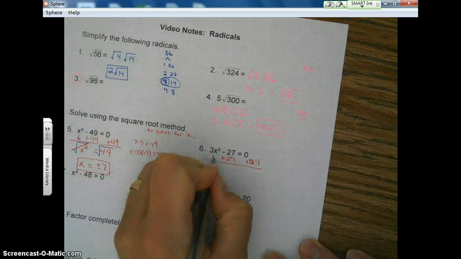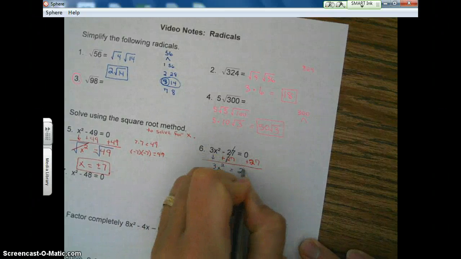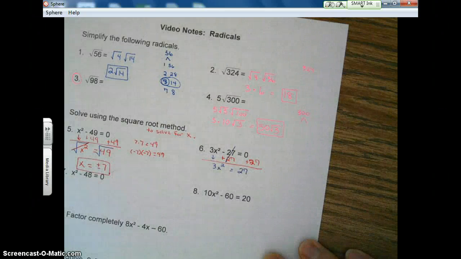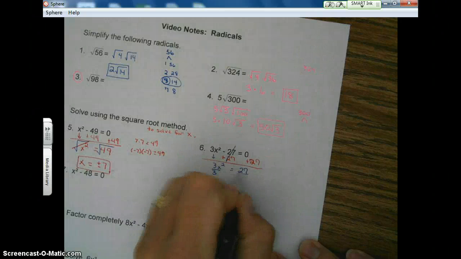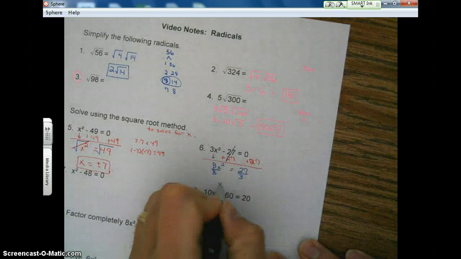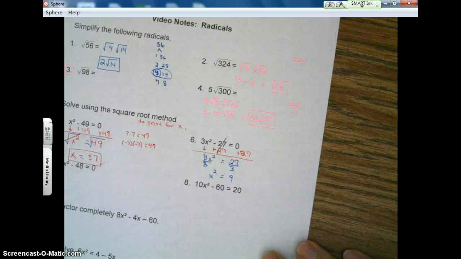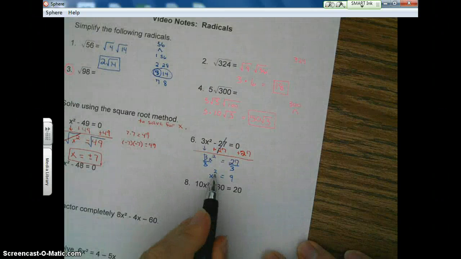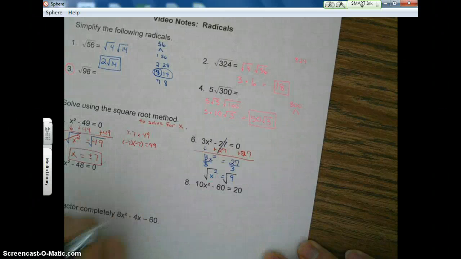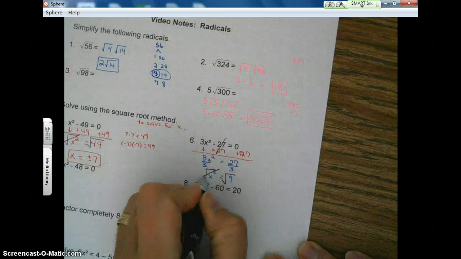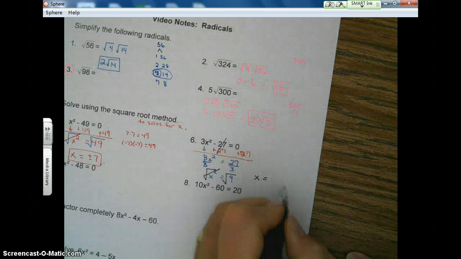Okay, we're going to bring down the 3x squared, bring down the 27. We're going to divide by 3. We get x squared equals 9. And then if you recall how to get rid of a square, we square root both sides. The square root cancels out the square, so we get x equals the square root of 9.